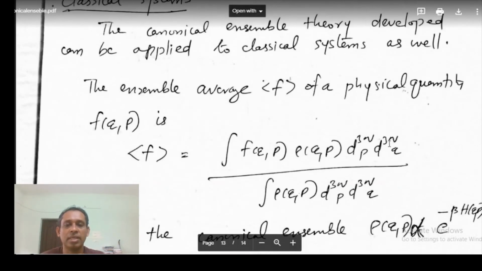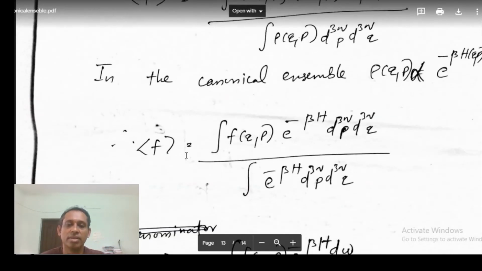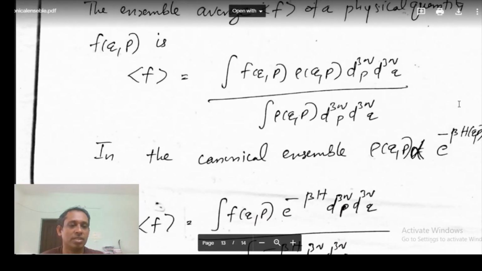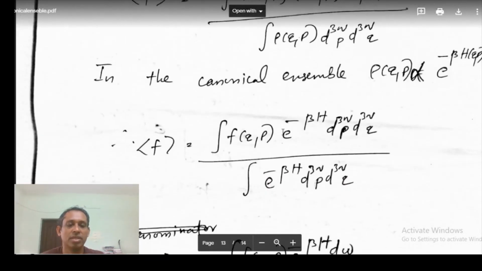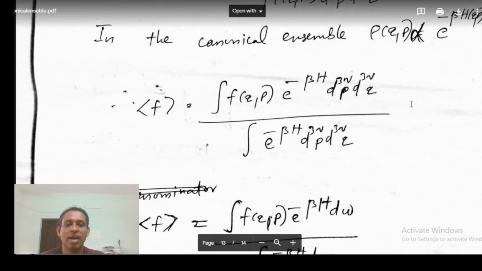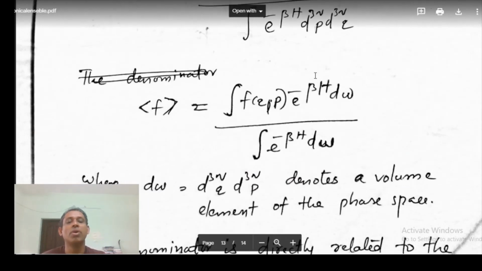So here, if I take the ensemble average of the physical quantity f, for rho I am substituting this. So I have this expression here. The mean value of f will be equal to integral f of qp e to the power minus beta h. For rho I have e to the power minus beta h, and in the denominator also I have this.